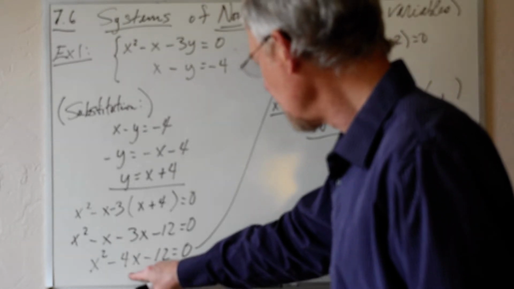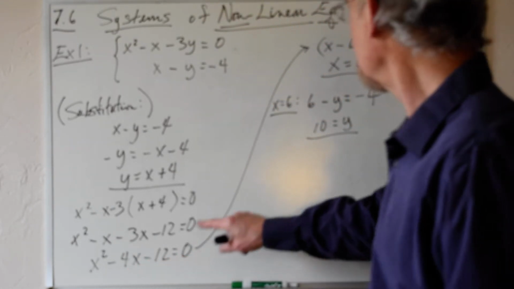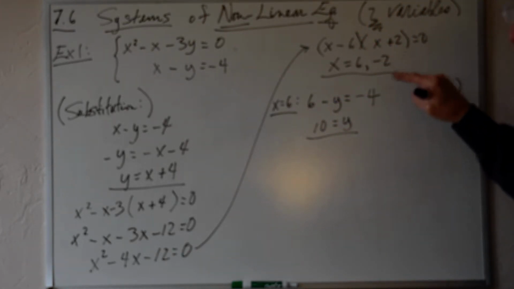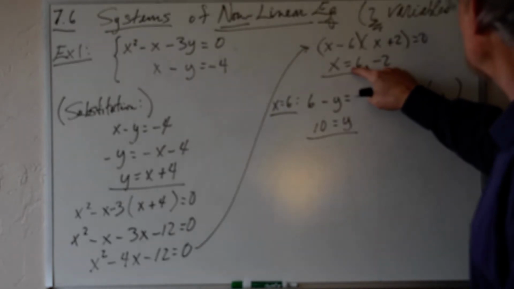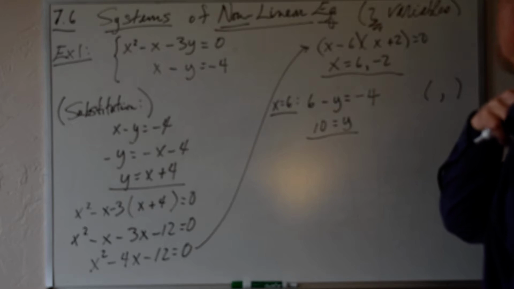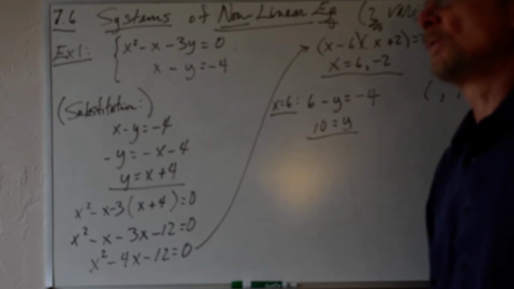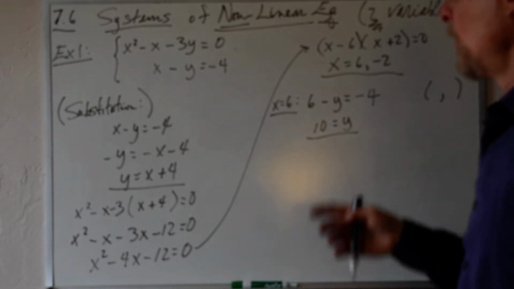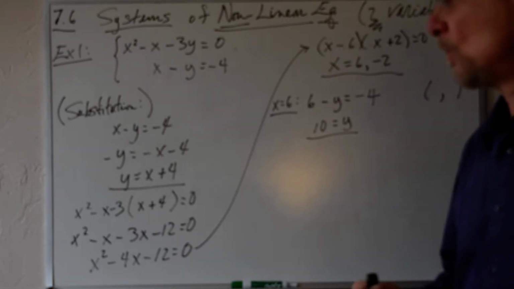I get down here and you say, oh, quadratic equation, let's try to factor it. Fortunately, this one factors. If it didn't, we'd have to use the quadratic formula. But we get these nice integer solutions: x equals 6 or x equals minus 2. So then you say, I'm going to figure out a y value for each one of these x values. That's like getting two ordered pairs.